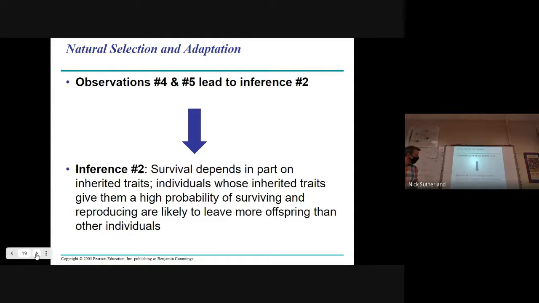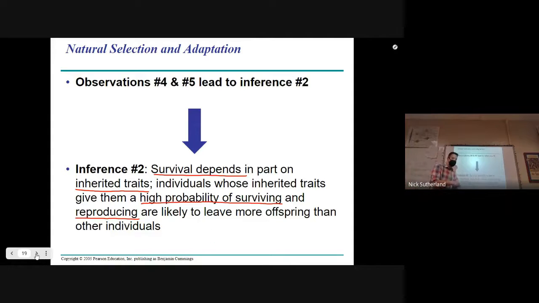Survival depends in part on inherited traits. Individuals whose inherited traits give them a high probability of surviving and reproducing are likely to leave more offspring than other individuals. So this links to that struggle for survival a little bit. The ones that have certain inherited characteristics are going to have a higher probability of surviving, and if they survive better, they get to reproduce. So that's another one of those foundational pieces of natural selection.